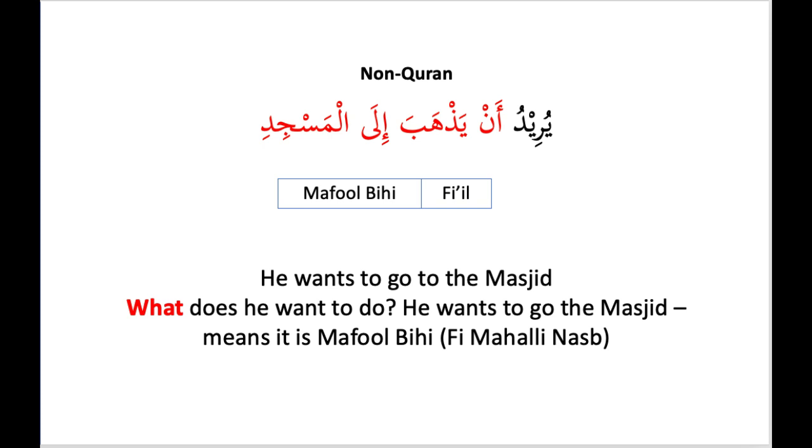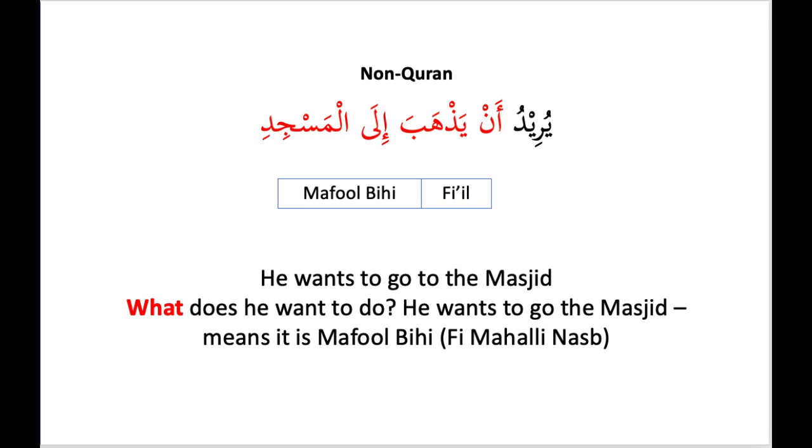Yuridu has got fi'l and fa'il hidden huwa inside. Ayyadhhaba is the Mafool bihi of yuridu. And ilal masjidi is jar majroor connected to yadhhaba. So yuridu is fi'l fa'il with it. The rest of the sentence is Mafool bihi. Yuridu. This is how you confirm that this is definitely Mafool bihi.